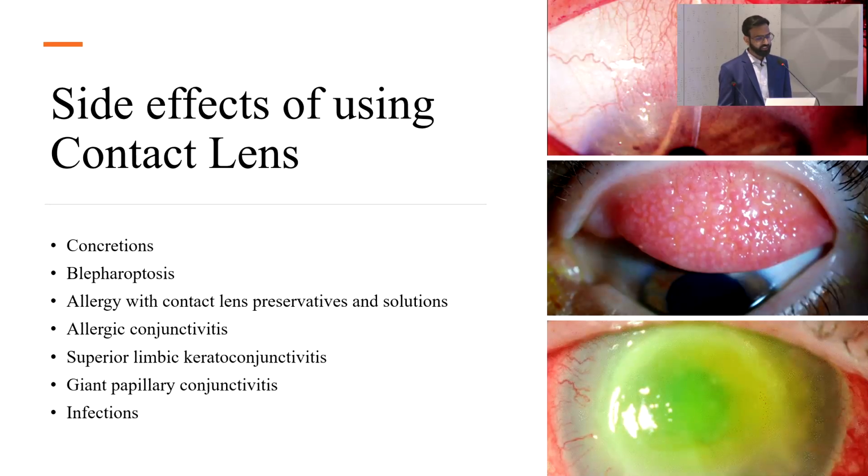So using contact lenses is also not free of side effects. Side effects of using contact lenses include concretions, blepharoptosis, allergy to contact lens preservatives and solutions, allergic conjunctivitis, superior limbic keratoconjunctivitis, giant papillary conjunctivitis, and infections. These are the most important side effects of using contact lenses.